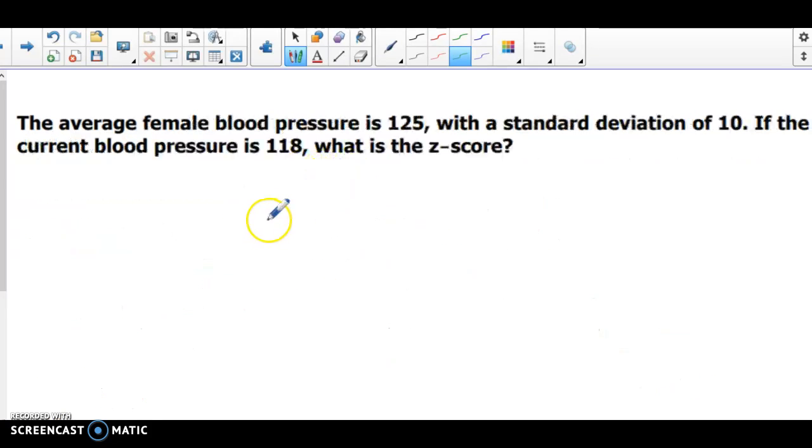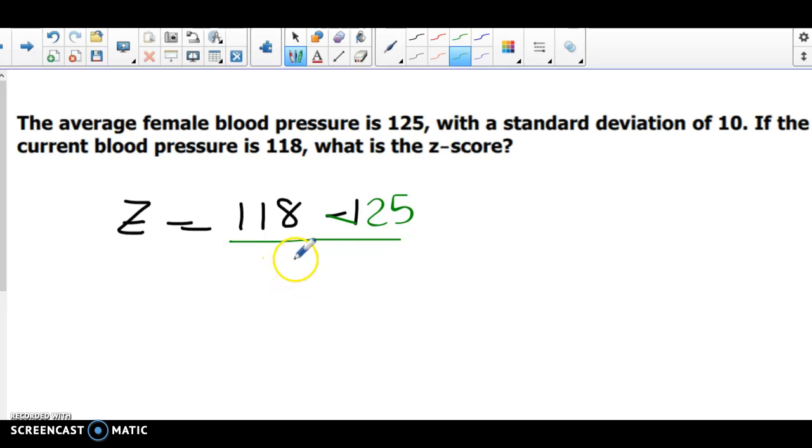The average female blood pressure is 125, standard deviation of 10. The current blood pressure is 118. What's the z-score? You're plugging this right into your z-score. Oh, my color changed on me all of a sudden. Okay, so 118 minus 125 gives me a negative 7 divided by 10. Gives me a negative 0.7. All right. Next one.